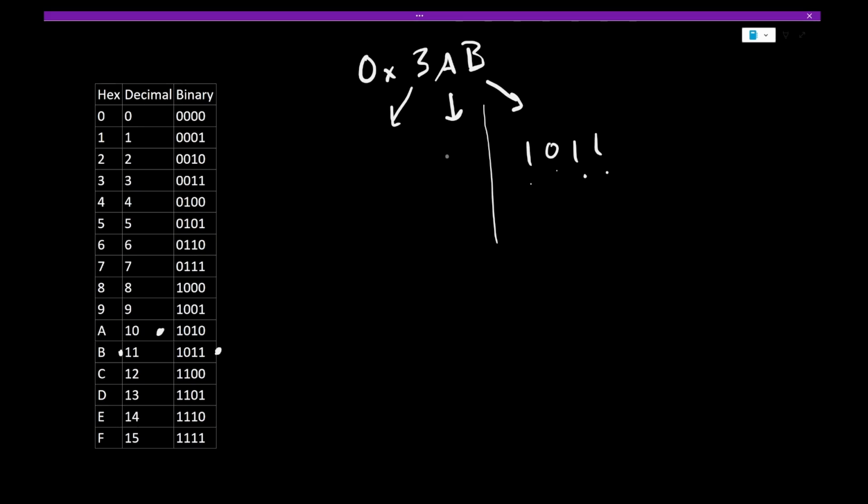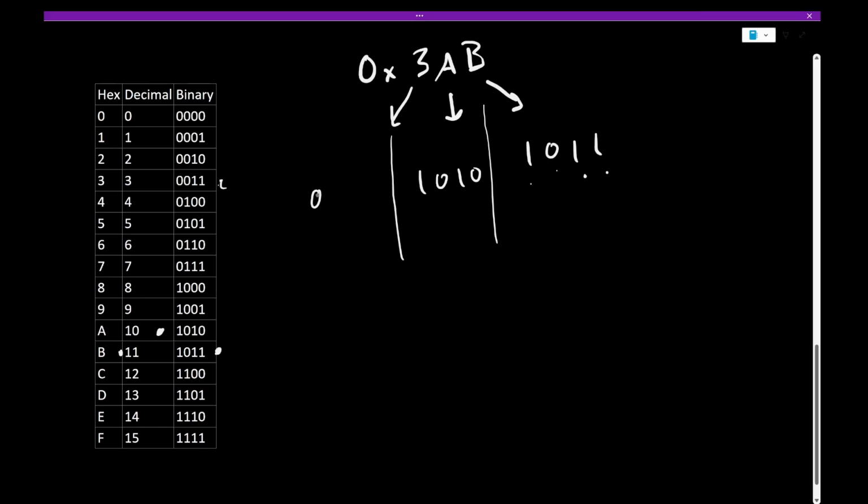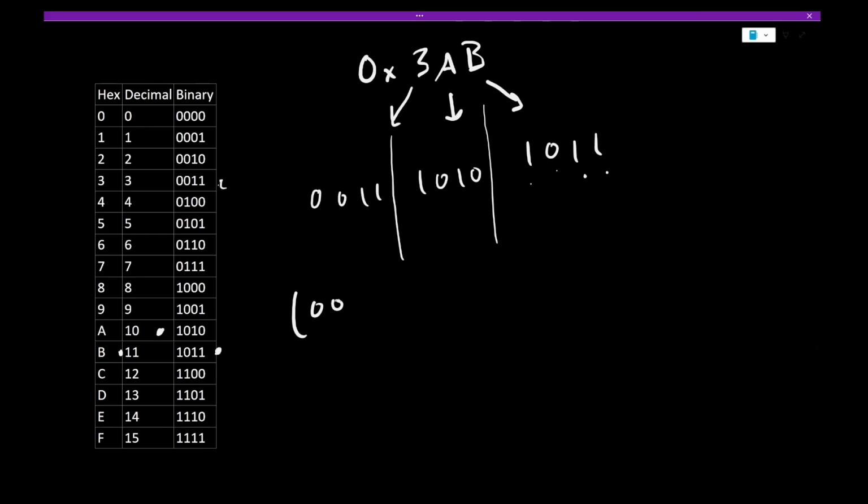All right, a is the equivalent to 10. Look at the chart. It's going to be 1, 0, 1, 0. There we go. Draw our line to separate. And then 3 should just be a 1 and 2 together, so it should be 0, 0, 1, 1. Look at the chart. Sure enough, it is 0, 0, 1, 1. All right, so now our binary number is 0, 0, 1, 1, 1, 0, 1, 0, 1, 0, 1, 1.